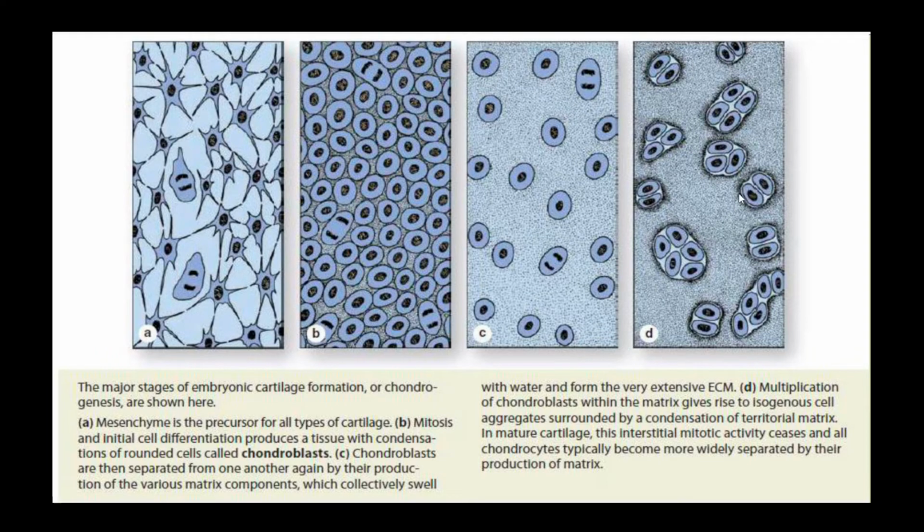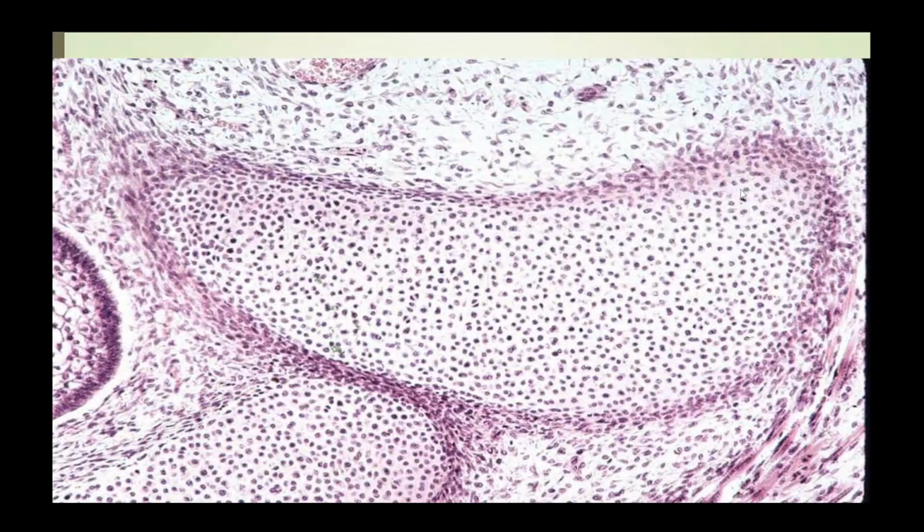In mature cartilage, these interstitial mitotic activities cease and all chondrocytes typically become more widely separated by their production of the matrix, and surrounding it the interterritorial matrix is visible. Here you can very well see the special chondrogenic islets and future chondrogenic plates.